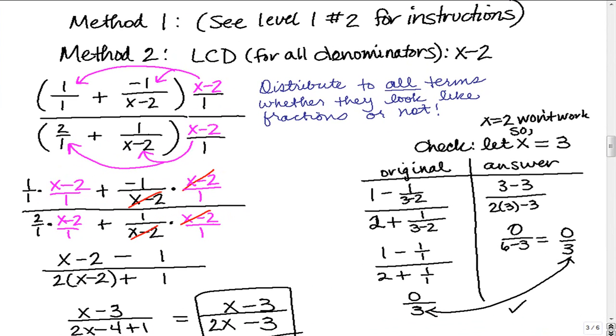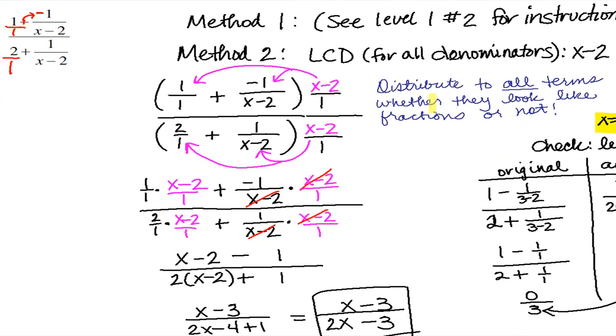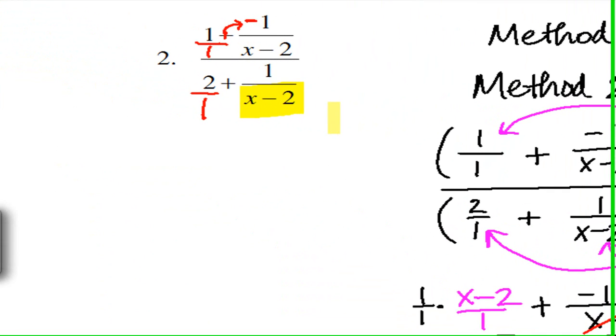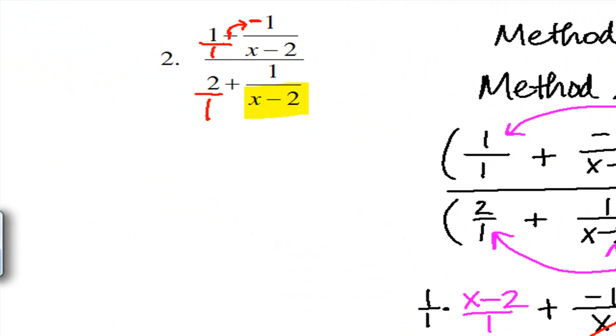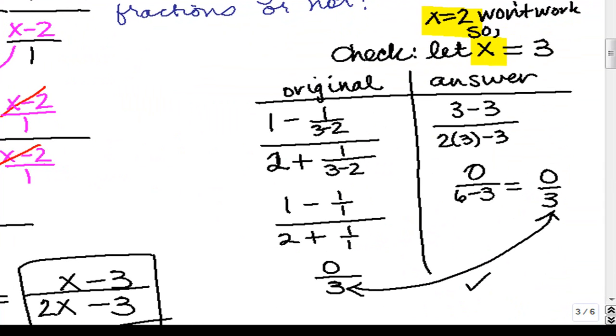When I went to do the check, I wanted to use 2 because it's a nice small number, but it won't work. And if you look back here, you'll see if I stick 2 in right there for that denominator, it's going to give me a 0 for a denominator, and I can't use that. So I chose 3 instead and used that for the original and for the answer.